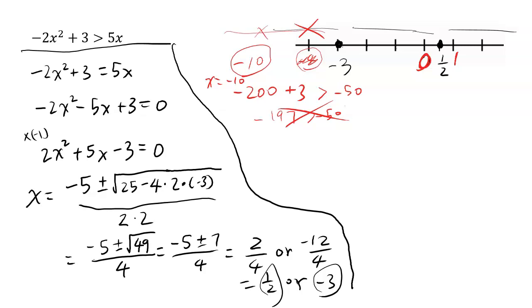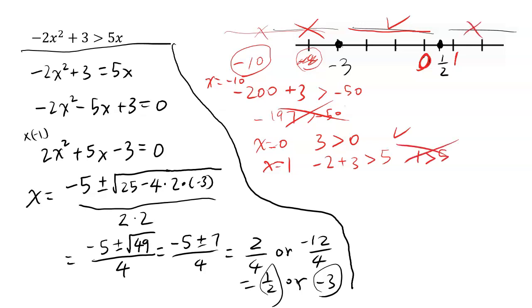Let's plug in 0. If I plug in 0, you just have 3 on the left side and 0 on the right side. Indeed, 3 is bigger than 0, so that's good. So this interval is good. And then finally, if you plug in 1, you get -2 plus 3 bigger than 5. And you're saying that 1 is bigger than 5? And that's a no-no. So that can't be. So this is no good. And therefore, we know that the only answer is here.